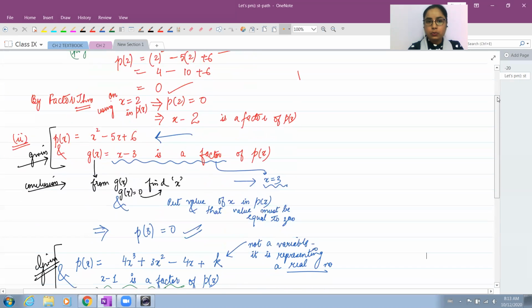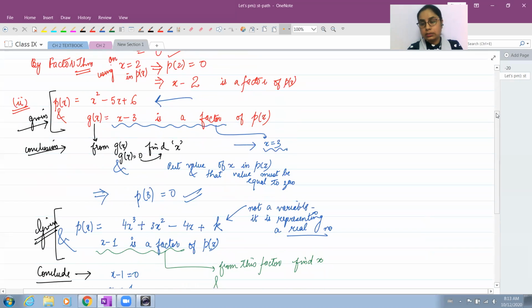The second result was that if you have been given that there is a linear polynomial which is a factor of the polynomial already. I have taken this example in the second part where p(x) is given and g(x) is x minus 3, and it's a factor of p(x). That would mean कि अगर मैं g(x) में से x की वैल्यू निकाल के p(x) में पुट करती हूँ तो उसका आंसर डेफिनेटली 0 होगा. I don't need to check it. I can write this down that P of 3 will be equal to 0.